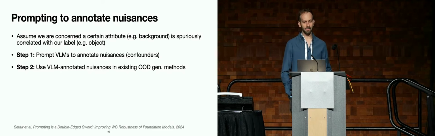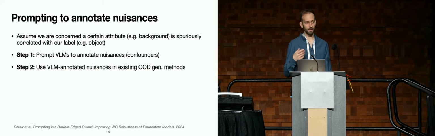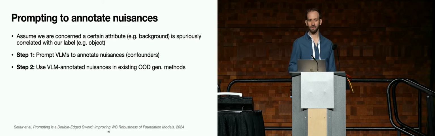And once they ask the VLM to identify that background for them, they will use these annotated examples with any type of OOD robustness method that Aahlad showed us in the second part of the tutorial. So here they used group DRO.